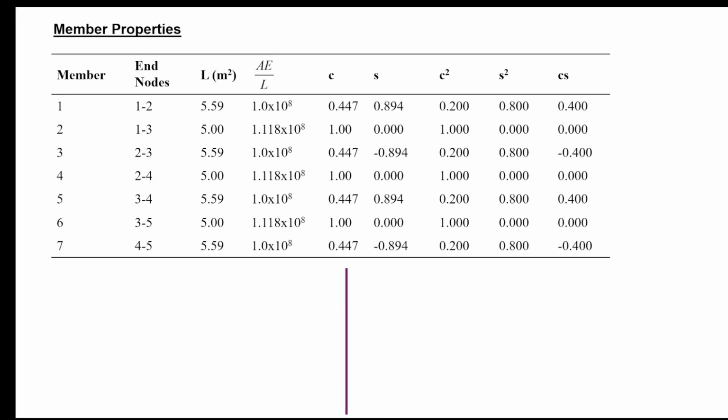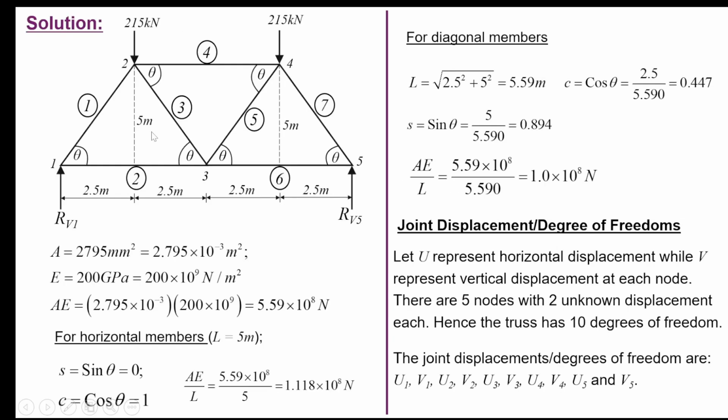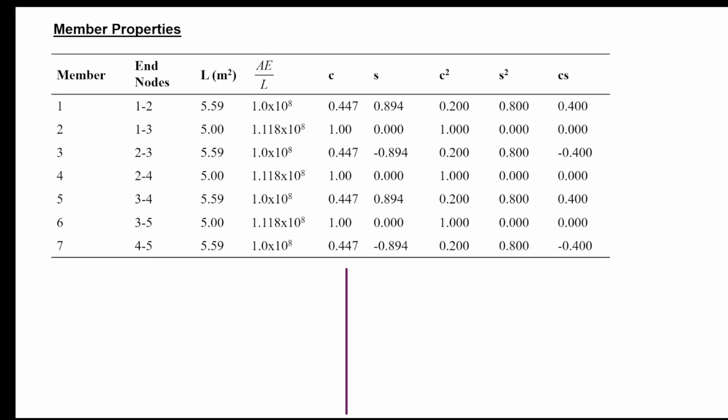So we come to the member properties. These are the properties of all the members that we have calculated. Please take note of the end nodes. Member 1 starts from node 1 to node 2. Member 2 is from node 1 to node 3. If you go back here, you can see member 1 starts from node 1 to node 2, and member 2 starts from node 1 to node 3. It's very important that you note the in node.